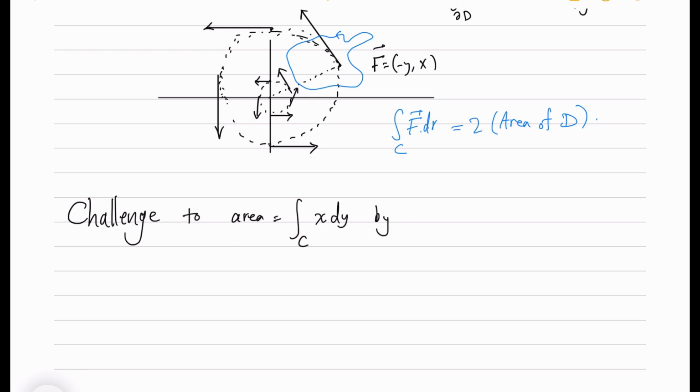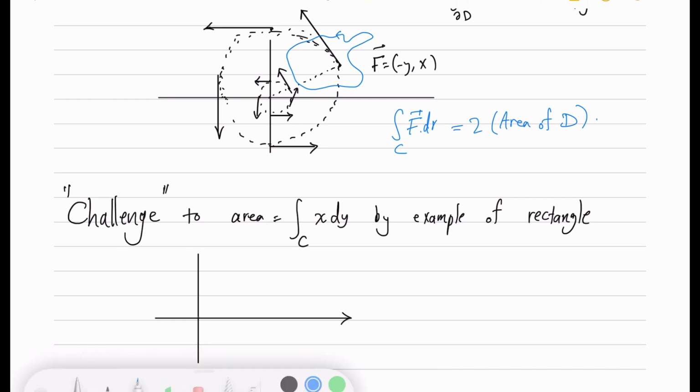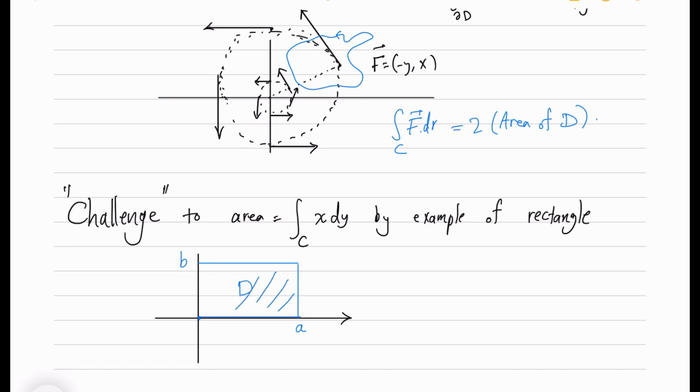By example, of course we know it finally will bear out, but a rectangle. So let me draw a rectangle. And for now I'm going to be confining myself to the case where one corner of my rectangle sits at the origin, and I have here up the way, all the way up here, and then here. And this goes to a, and this goes to b, and this is the region D.